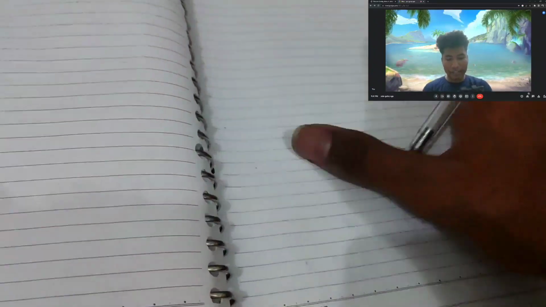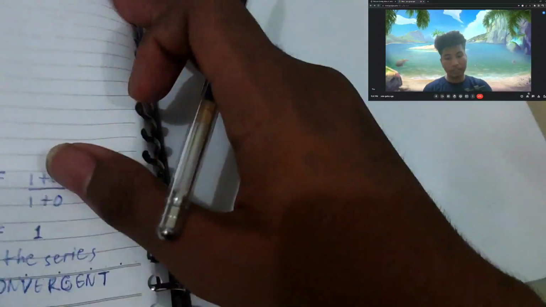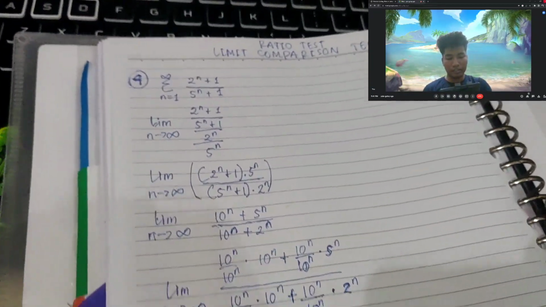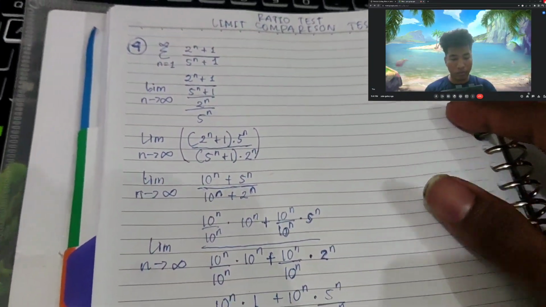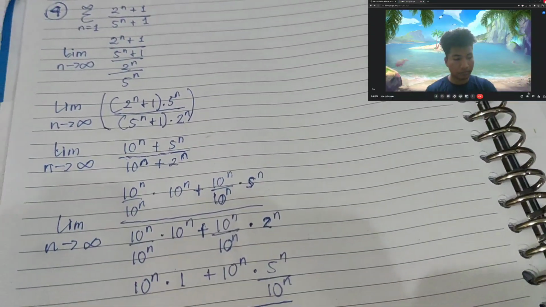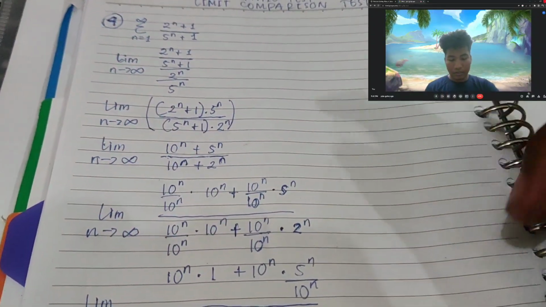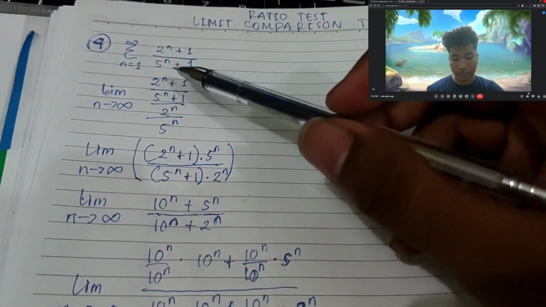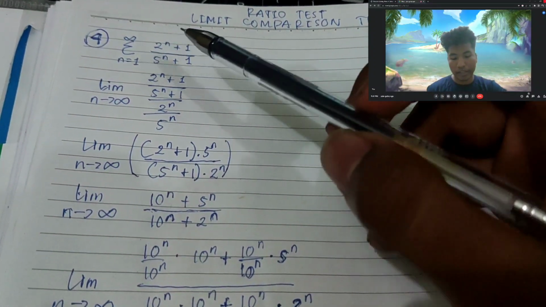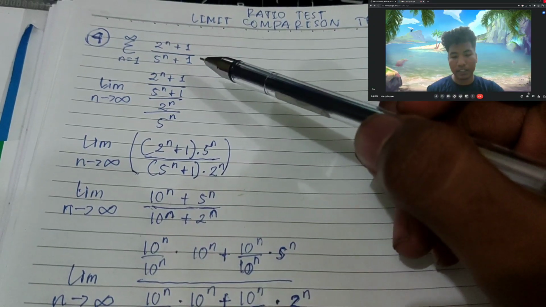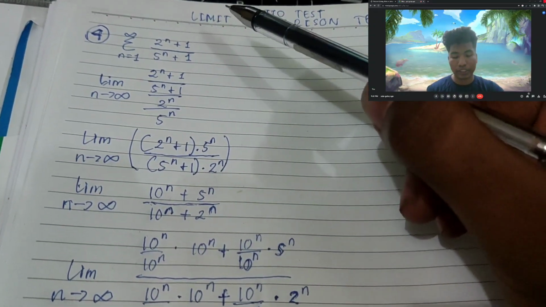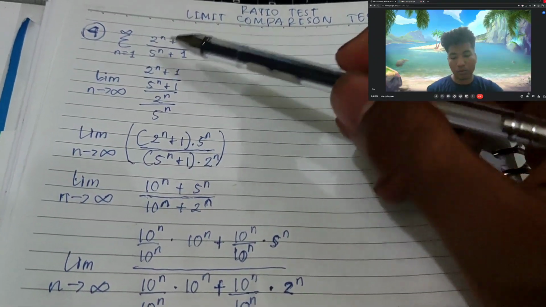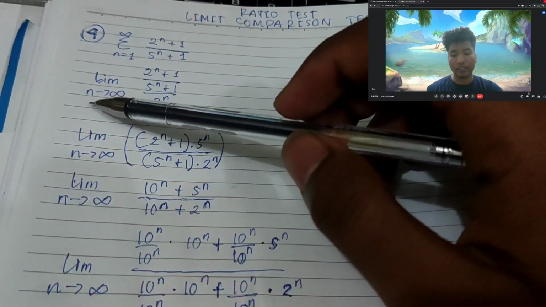Next to the last question here, we have the ratio test combined with the limit comparison test. I already picked one equation. Here we have the equation: the sum from n equals 1 to infinity of 2 to the n plus 1 over 5 to the n plus 1. We try to make it into a limit.